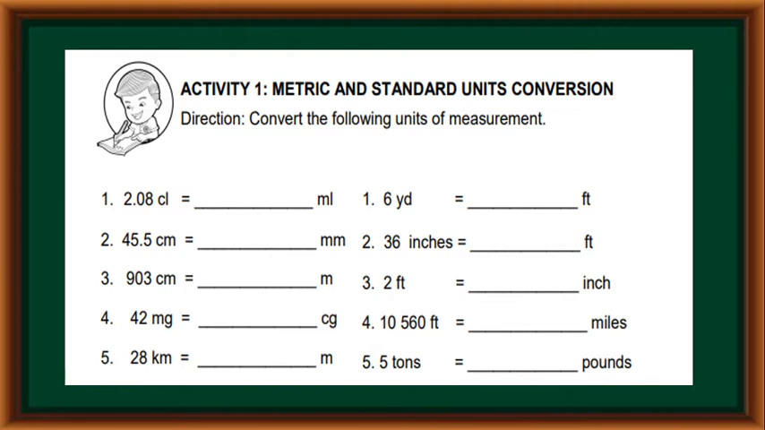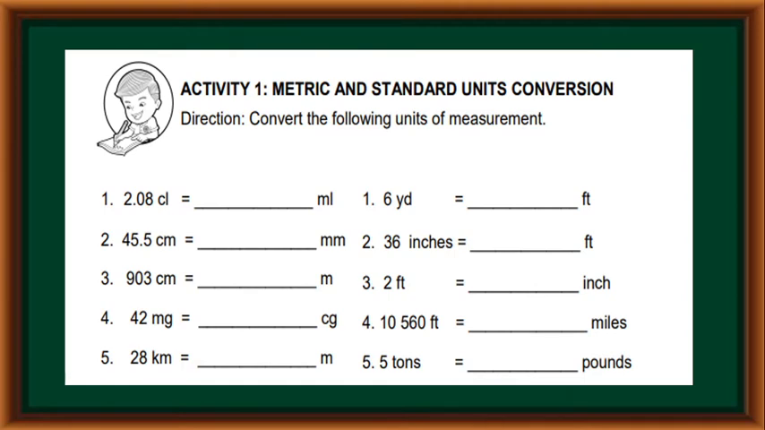So in the first, from numbers 1 to 5, these are metric to metric. Converting metric to metric. From numbers 1 to 5 in the second column, we have from English to English. So, separated silang dalawa. So, I will give an example in every number, 1 to 5 and another 1 to 5.